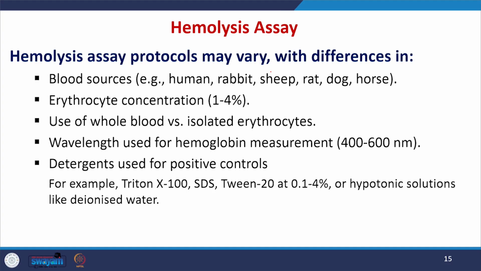The hemolysis assay protocols may vary with differences in blood sources. For example, if you are collecting the blood from human, rat or goat, it may also vary with respect to the erythrocyte concentration, and depends on whether you are using whole blood or isolated RBC. It also depends on the wavelength used for hemoglobin measurement and the detergent you use for your positive control. For example, in our study we used water as a positive control for hemolysis. In some studies we can use Triton X or Tween 20 detergent as a positive control for hemolysis.